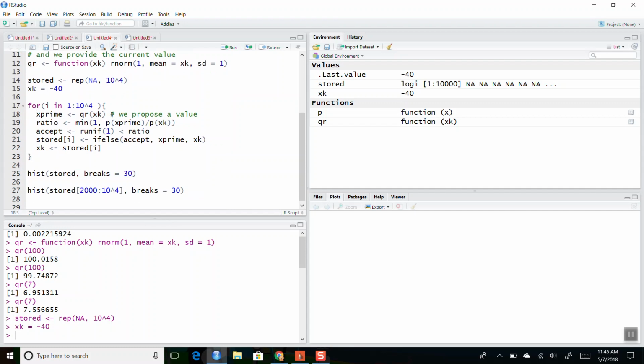Okay, so this is the entire algorithm. We start off, my proposed value, x prime, is going to be whatever QR, my Q random value, returns if I'm centered at xk.